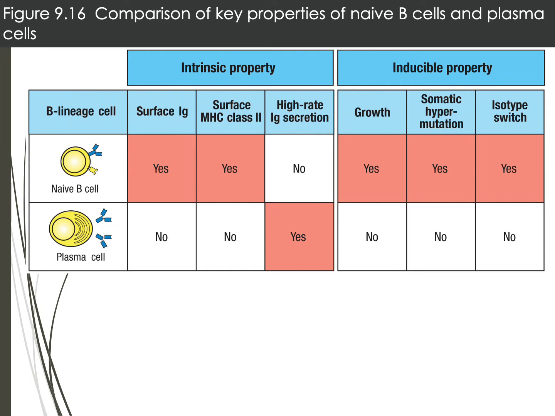right? So after the B cell has become activated, it doesn't need to interact with the T cell again, so it doesn't need to be able to present to it. So it can lose that ability to have surface MHC class 2.